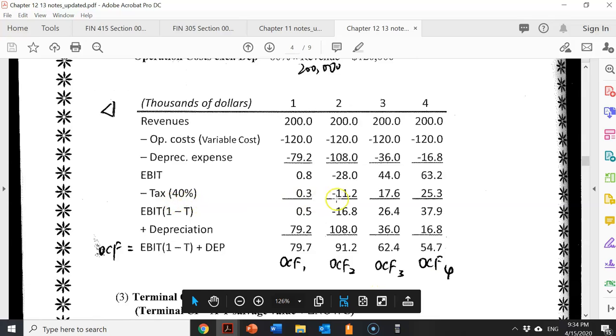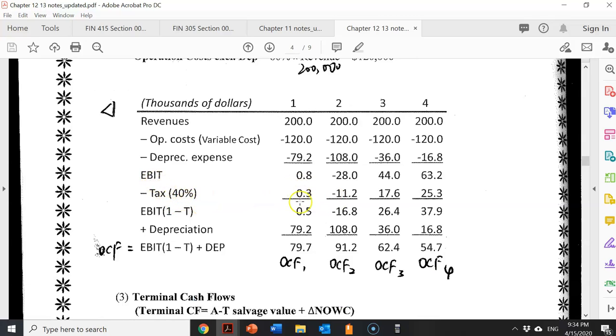Alternatively, we can just use EBIT multiplied by the tax rate of 40%, so we know the tax we're going to pay, and we subtract the tax amount. So we have EBIT multiplied by 1 minus T. Or we can just multiply by 60%, which is 1 minus T, to get this line here.